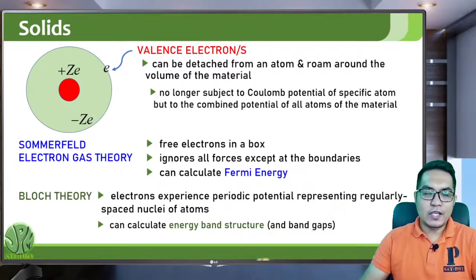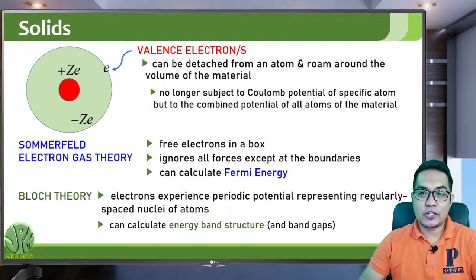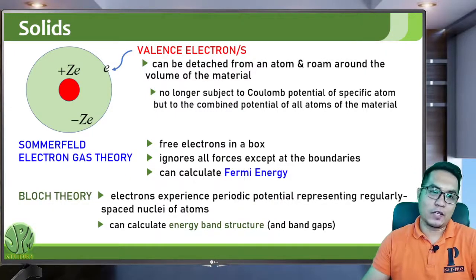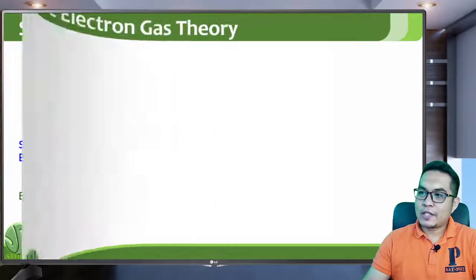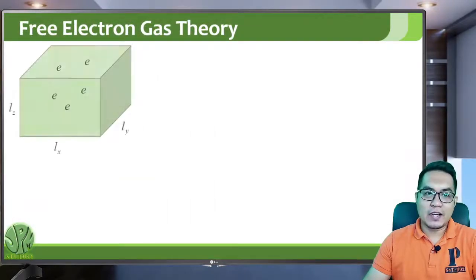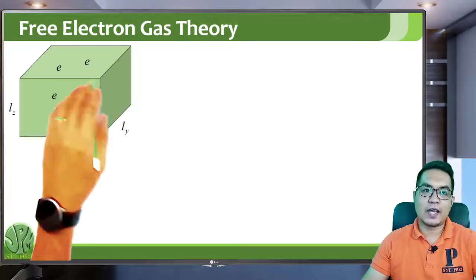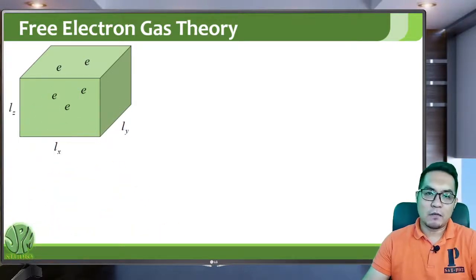None of these theories is entirely correct. These two theories actually complement each other. They describe the whole picture of the quantum theory of solids. So let's first start with the free electron gas theory. Basically, they can be described as free electrons inside a box.